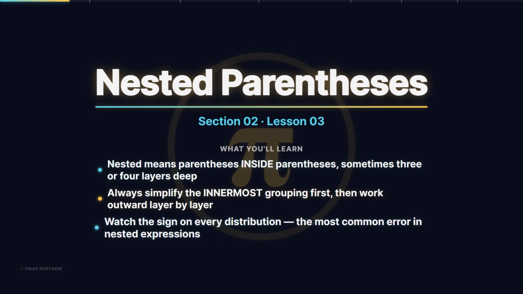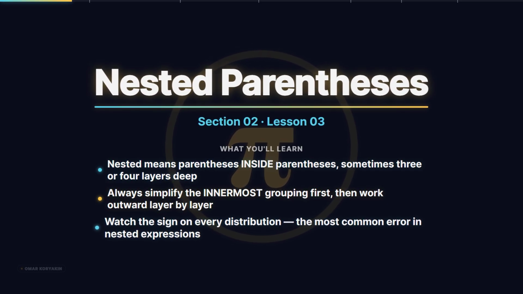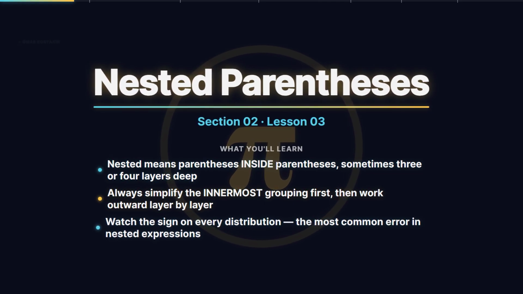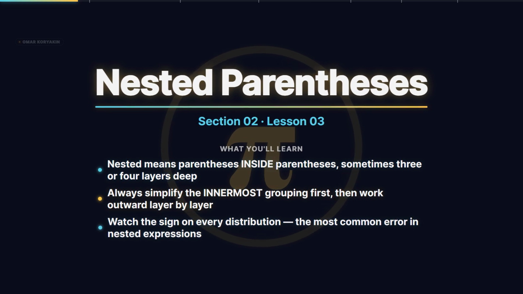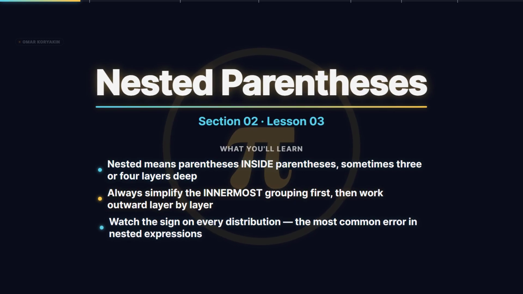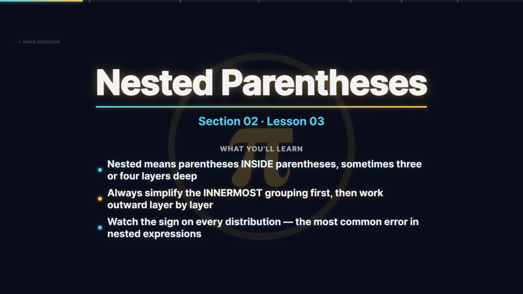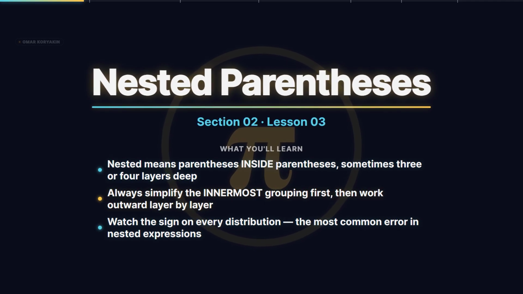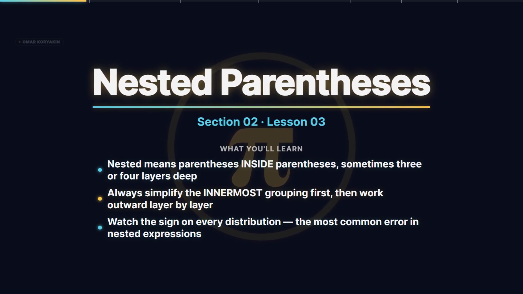Third idea. Watch the sign on every distribution as you work outward. When the factor outside a layer is negative, the negative sign distributes to every term inside, the same way it did in the simpler examples from Lesson 2. The sign distribution mistake is by far the most common error in nested expression work, and it usually shows up at the outer layers where students get tired and forget to check carefully. The discipline to check every sign on every distribution, especially the outer ones, is what separates an A on a homework set from a B.